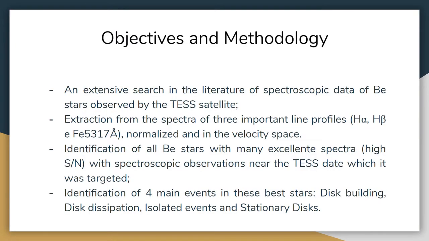So the objectives and methodology are listed as follows. Make an extensive search in the literature of spectroscopic data of Be stars observed by the TESS satellite. Make an extraction from the spectra of three important line profiles, H-alpha, H-beta, and an iron line, normalized and in the velocity space. The identification of all Be stars with many excellent spectra, with high signal-to-noise ratio, with spectroscopic observations near the TESS date, which was targeted.